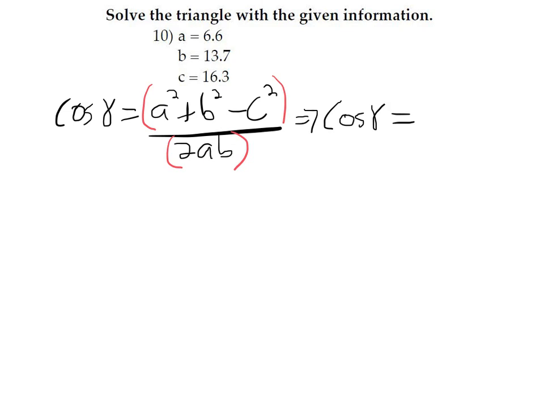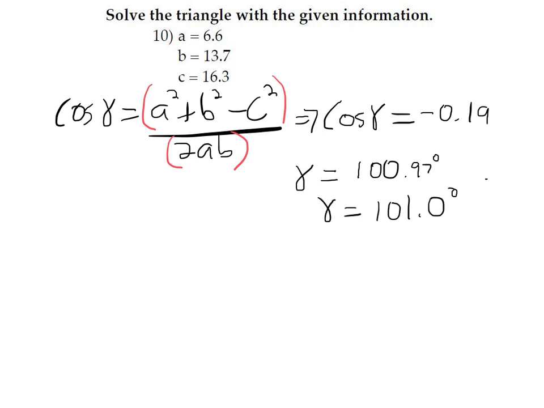So we get cosine gamma equaling negative 0.19-ish. Taking arc cosine, we get gamma in degree mode, arc cosine of the entire answer, 100.97. So let's go to gamma equals 101.0 degrees. So this is an obtuse triangle. That's fine. Now to find another angle, the next largest would be beta.